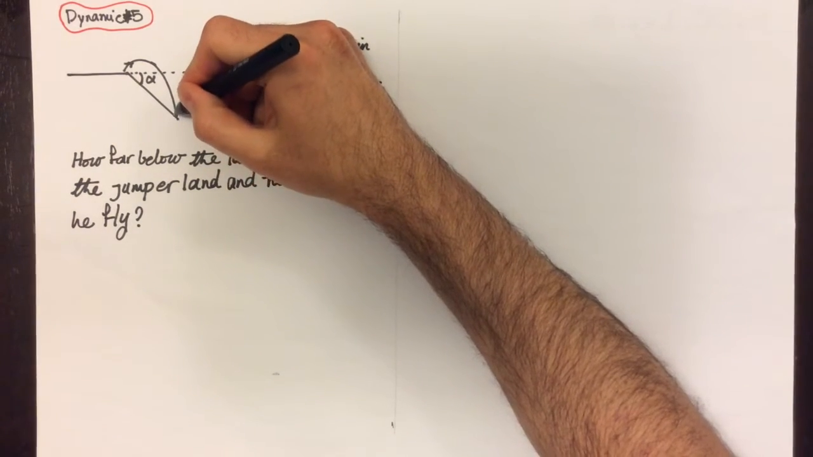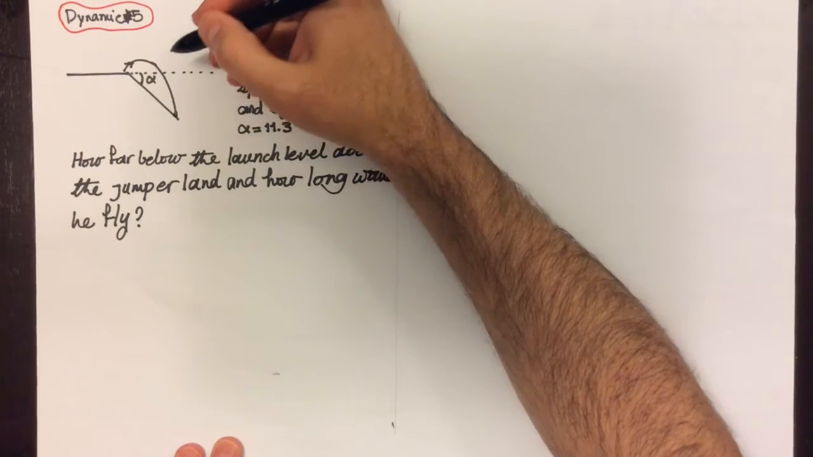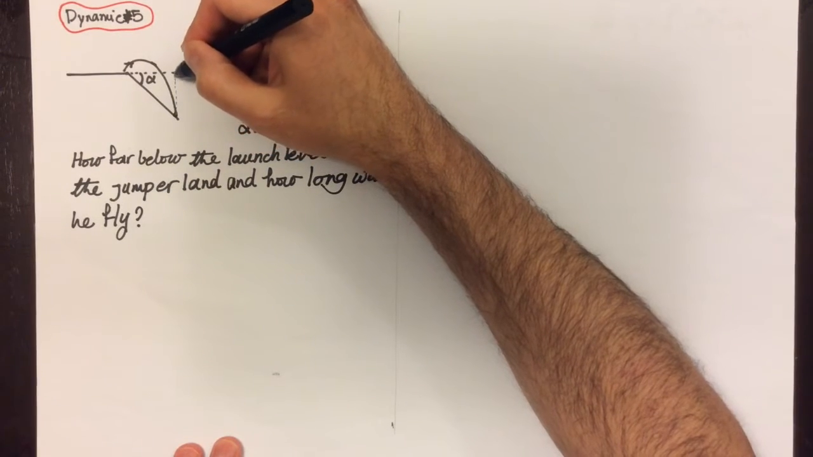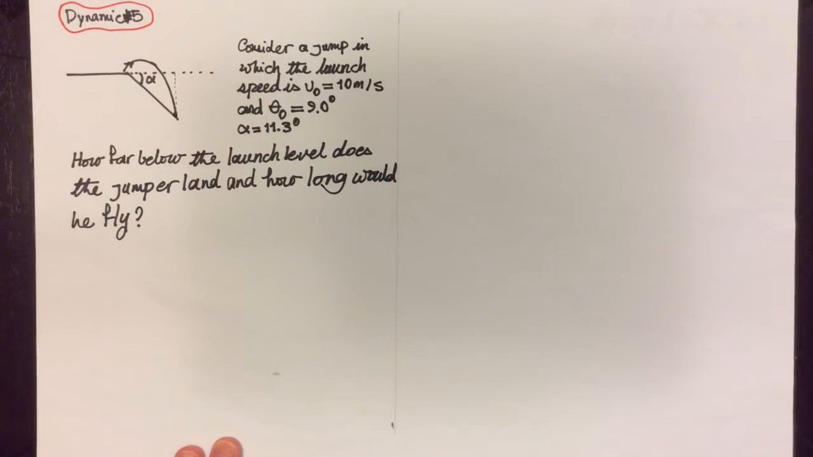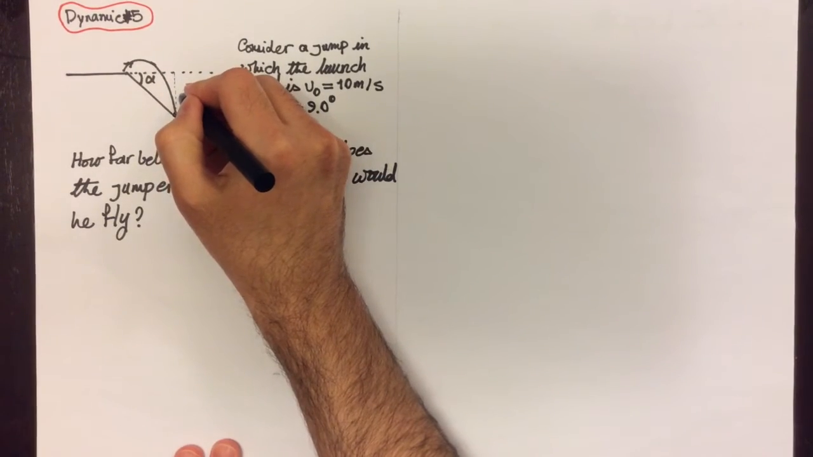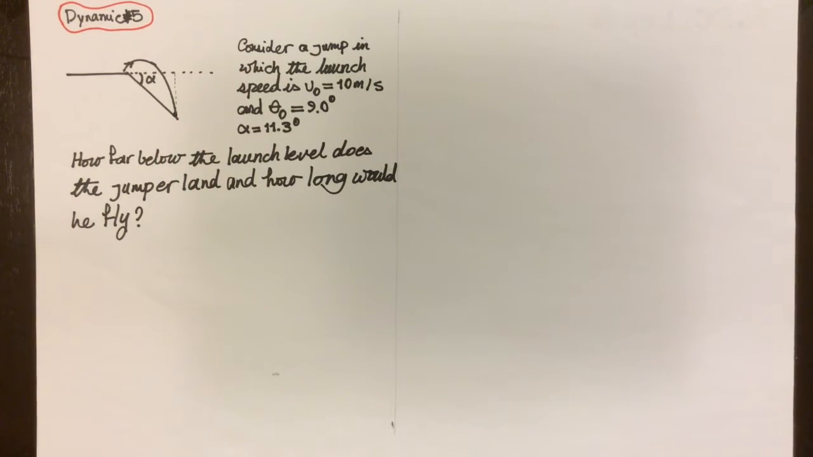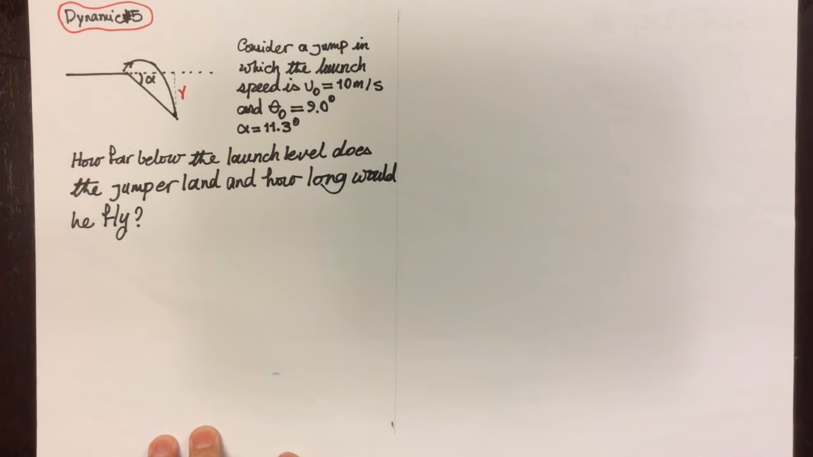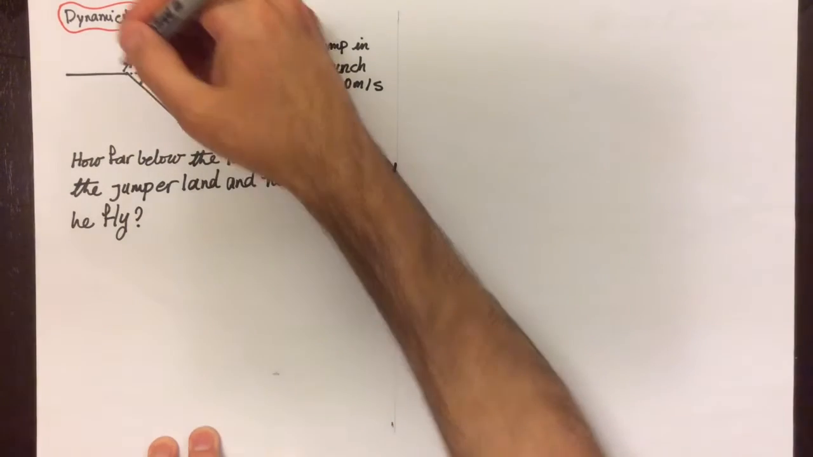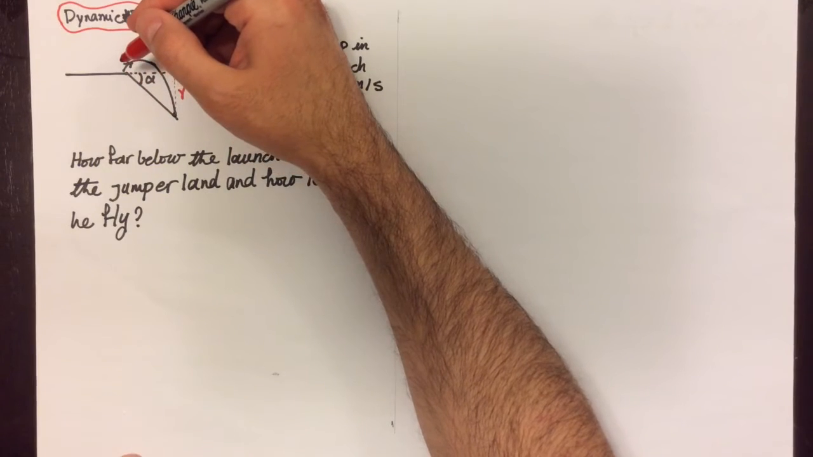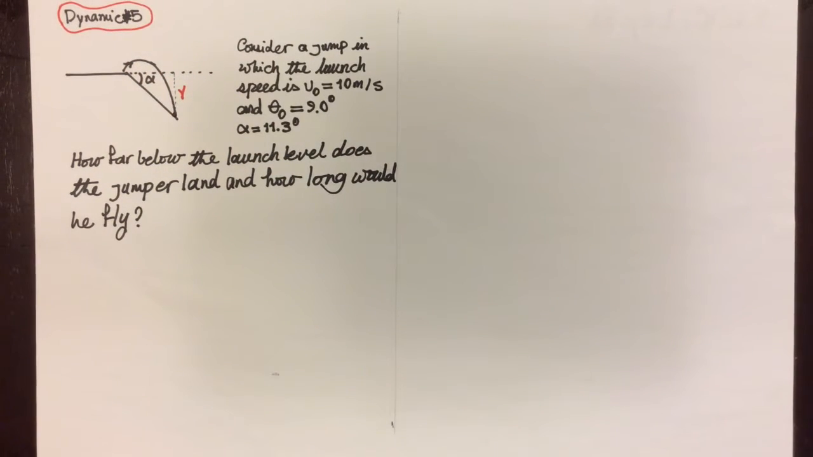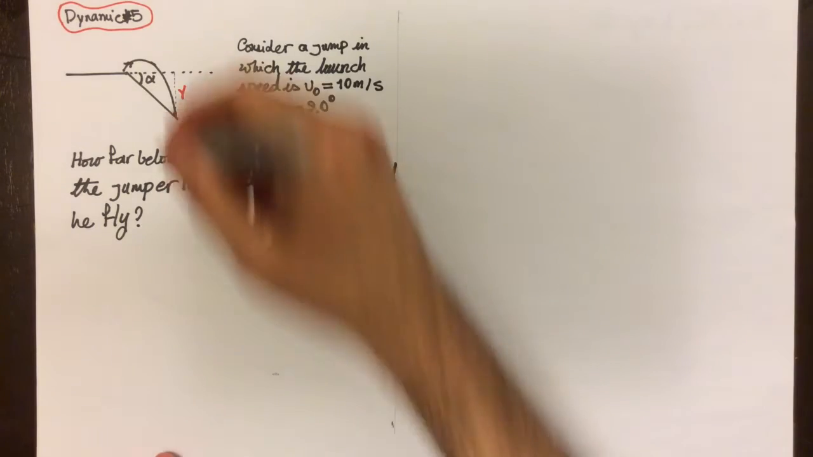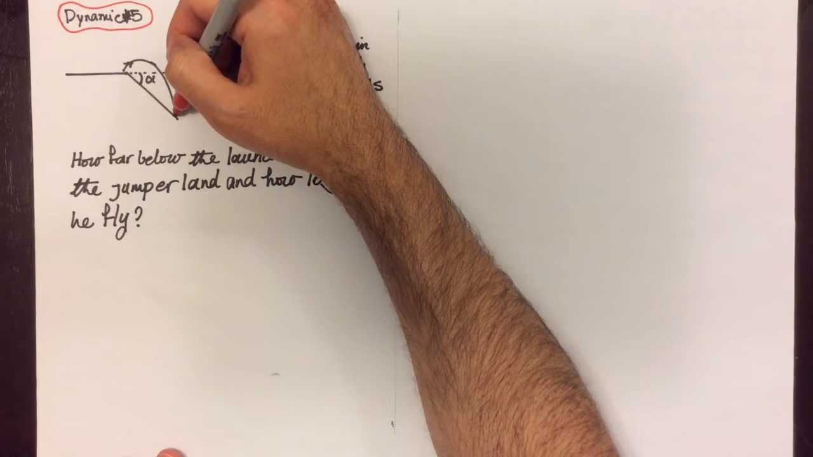So the jumper lands here. I'm not going to use a ruler, so forgive my drawing. How far below the launch level does the jumper land? Let's call this y. So y is what we are looking for: how far below the jump level, or launch level, does the jumper land? And we're going to assume that it's right at the edge. And then how long would he fly? How long does it take for this skier to land at this point?